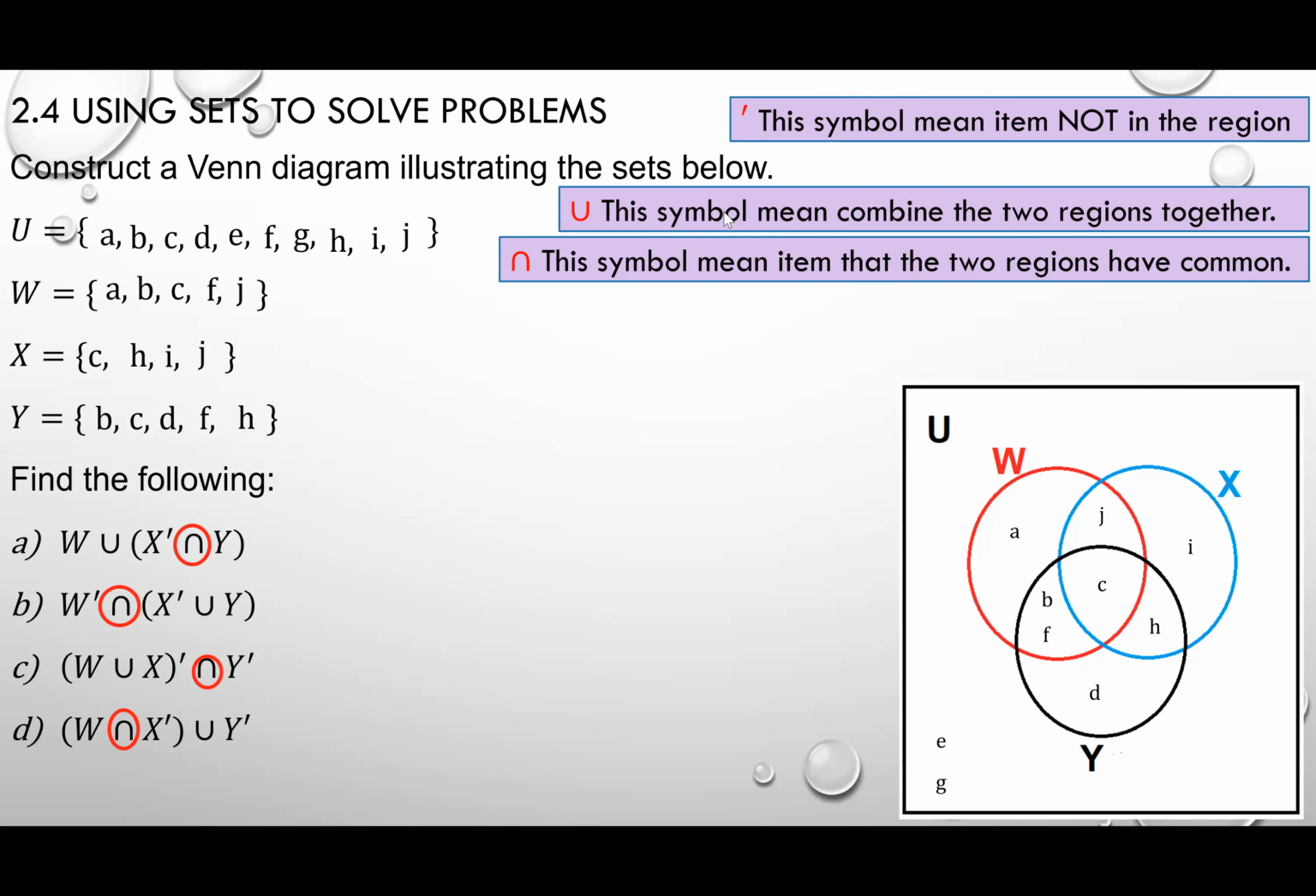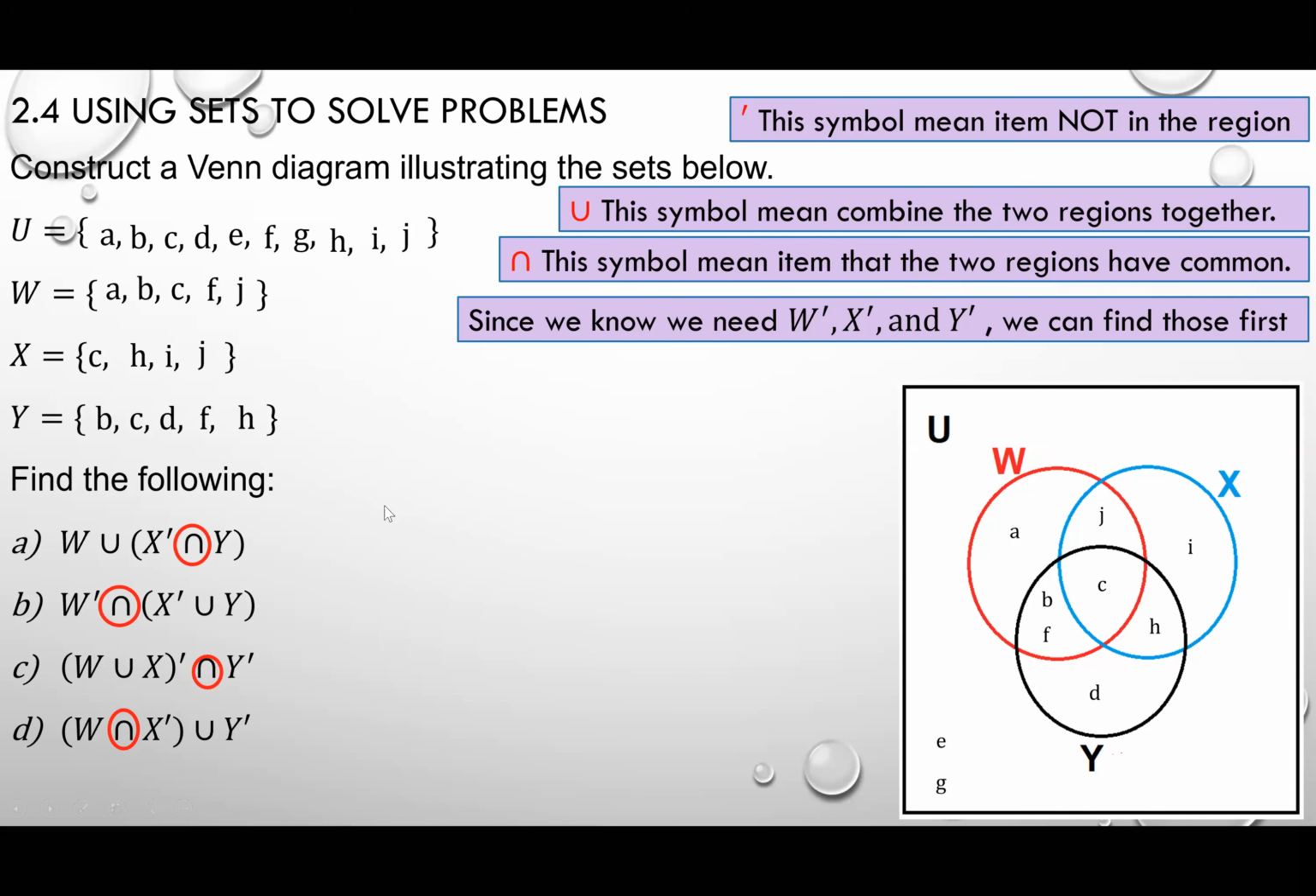So let's start with this one first. As you look at the problem, you can see that we need an X prime, or the apostrophe X, apostrophe Y, apostrophe W. Because we need that, let's first find that. Let's find the W prime. Let's find the complement of W. So how do we find the complement of W? Well, the complement of W tells me whatever W is, I don't want it.